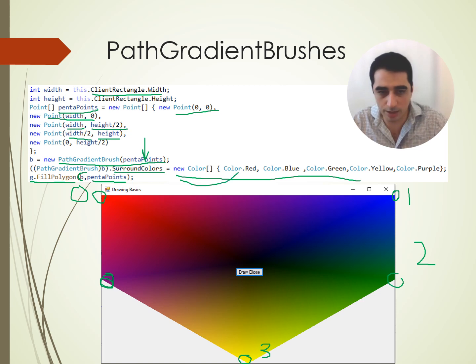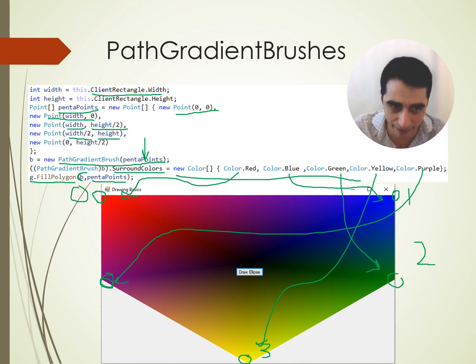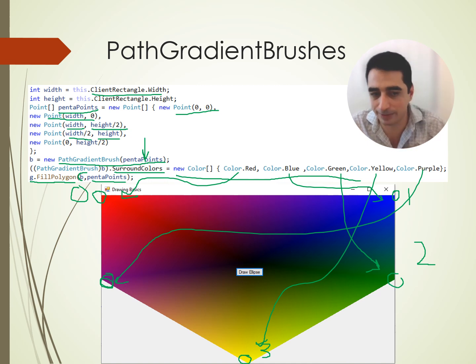Red, that would be the color of the first point. Blue, second point. Green, third point. Yellow, fourth point, and purple, the last point. And then you have to let the path gradient brush fill the whole shape, in this case a pentagon, with the colors that you want. Whenever it wants to blend them, it uses linear gradient operation.